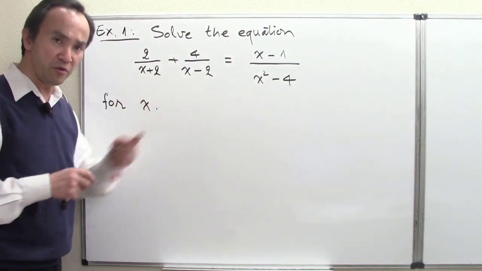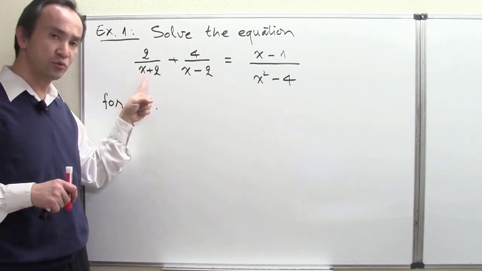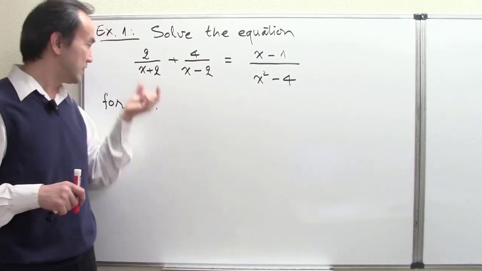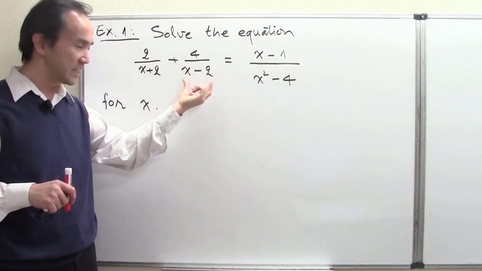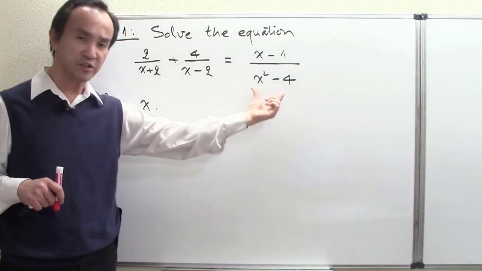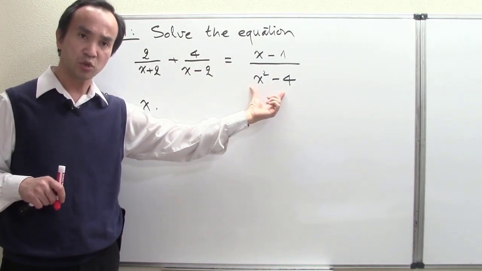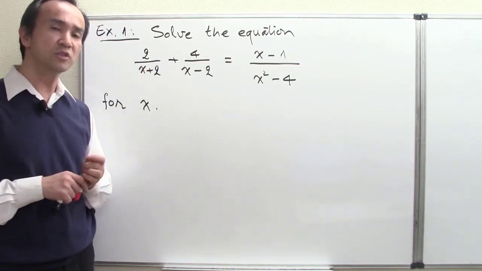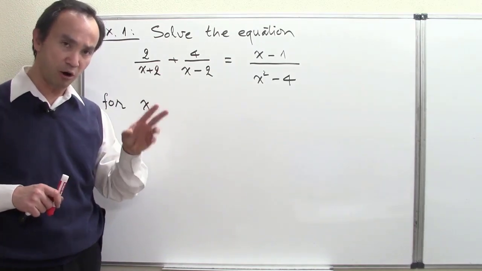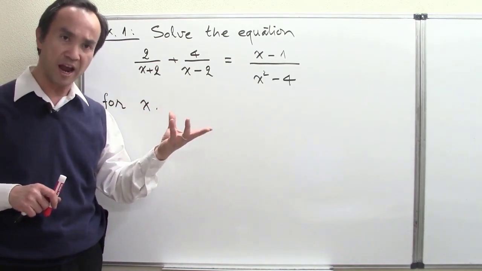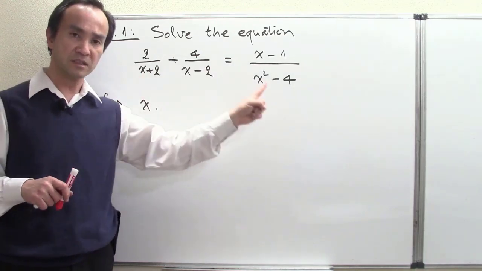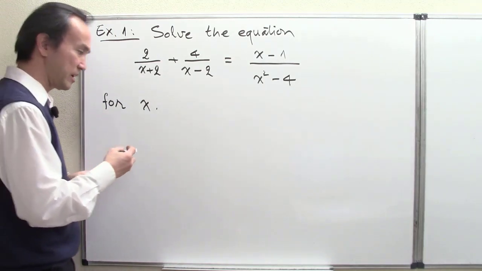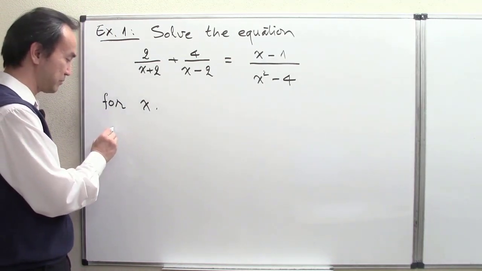In this equation, being a rational equation, we have three rational expressions, and so we have three separate denominators. Here's one denominator, x plus 2. Here's another denominator, x minus 2. And this is another denominator, x squared minus 4. So we have three separate denominators. We need to spot out, that's what the first step is all about, all possible values for x that cause any of these denominators to be equal to 0.